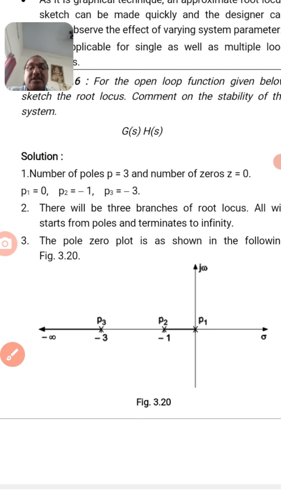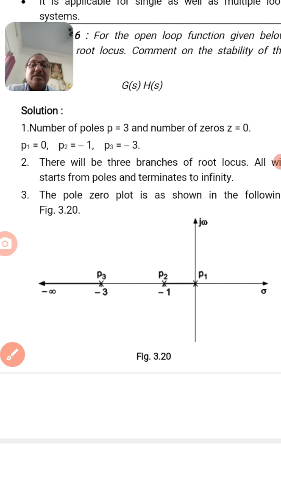So poles lie on the real axis of the S plane, where the real axis is sigma and the imaginary axis is j omega. Poles P1, P2 and P3 lie at 0, -1 and -2, as I explained.